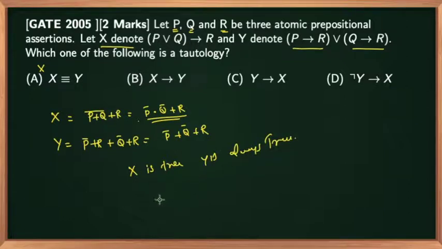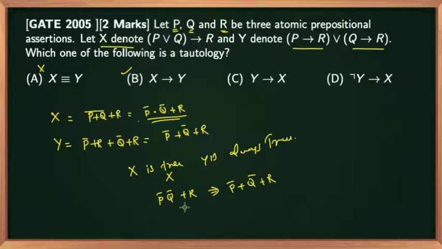So we have P'Q' + R implies P' + Q' + R. Right, so we know that this can be true if R is true. So if R is true, this right side also will be true. If R is false, then P bar and Q bar both should be true. Then in that case also the right side will be true, right? That means if the left side is true, definitely the right side will be true. So this statement should be true.